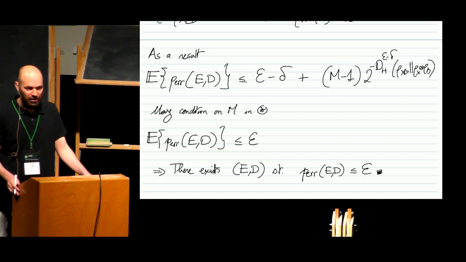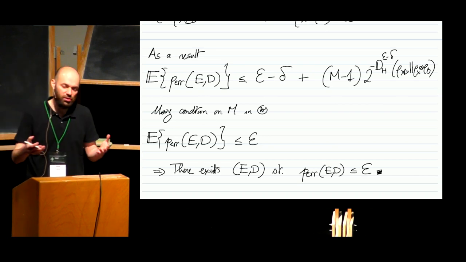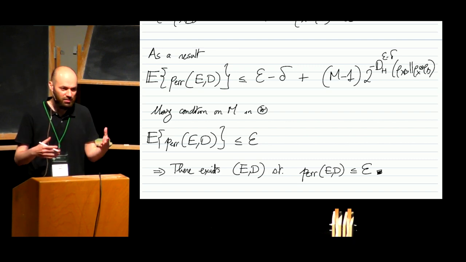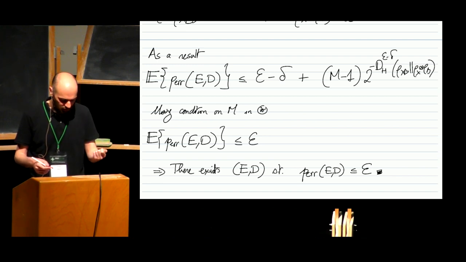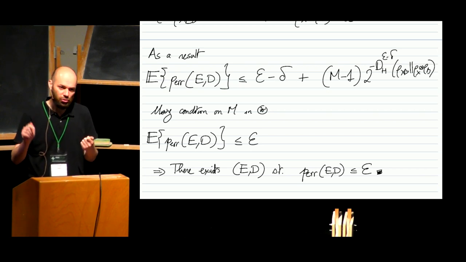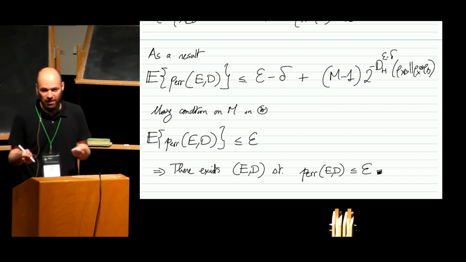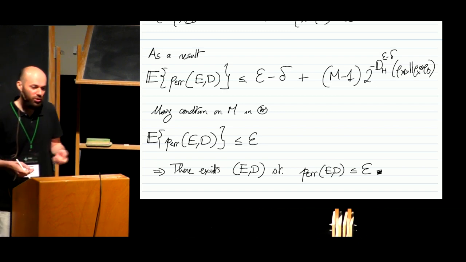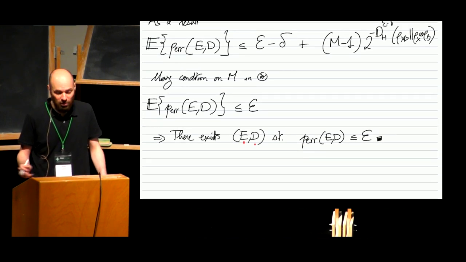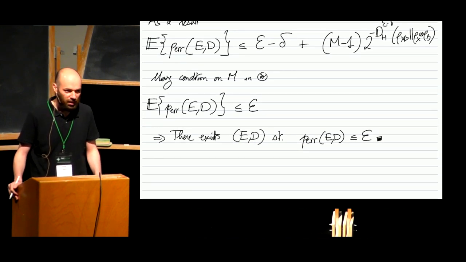So again, to recall, what I did is I chose my encoder at random, and I computed in expectation over this choice of randomness what is the error probability for that code, when I chose the decoder to be the pretty good measurement. And in expectation, this is less than epsilon. So it means that there must exist a code, E and D, that has a probability which is smaller than the expectation. And so I'm now done.